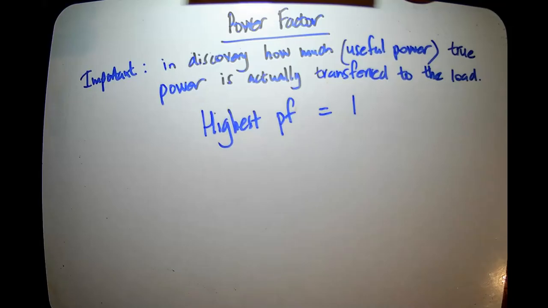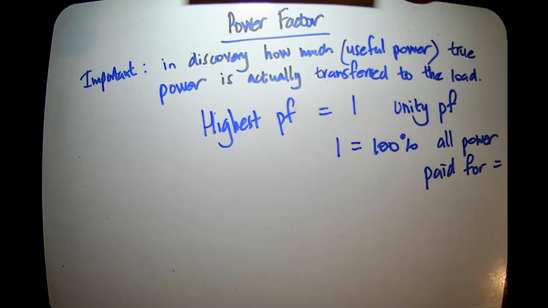So our highest power factor is equal to 1. This means I'm paying for 350 kilowatts and I am using 350 kilowatts. We call this unity power factor. This means there is no power being lost. What is used is what is paid for. So I am getting 100% use of my power. So 1 is equal to 100%. All power paid for is equal to all power used.